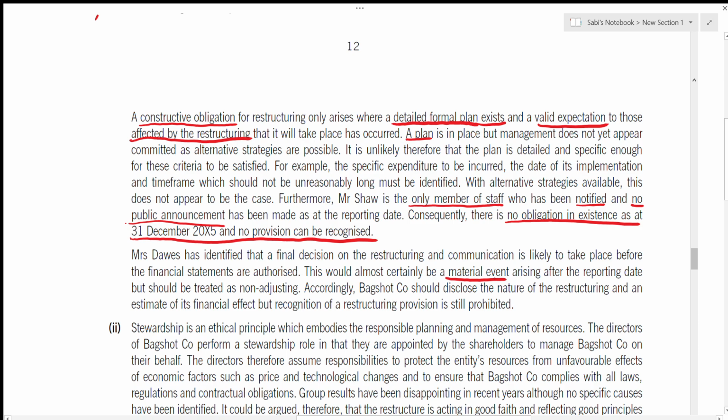Material event arising after the reporting date, but should be treated as non-adjusting. You need to say that it should be treated as what? Remember, there are two things: one is adjusting, one is non-adjusting.